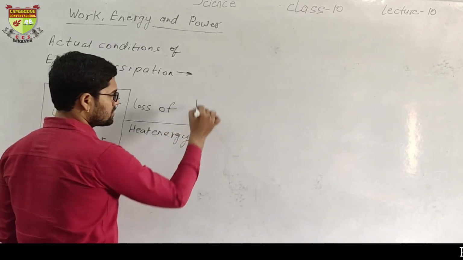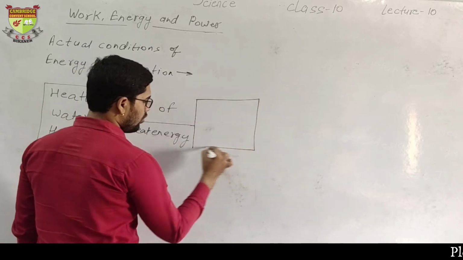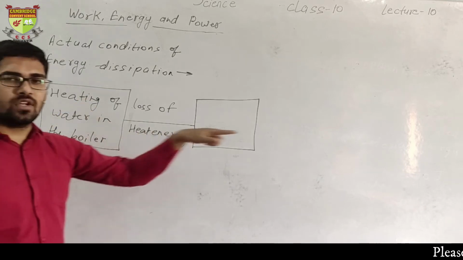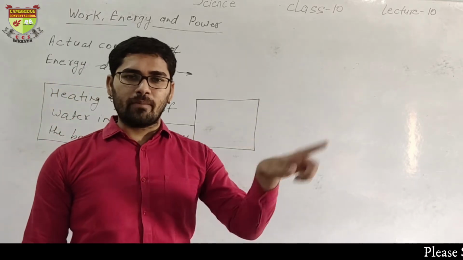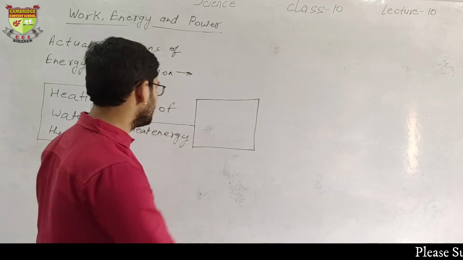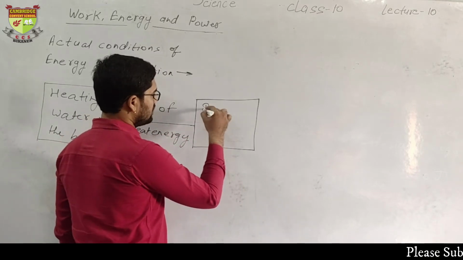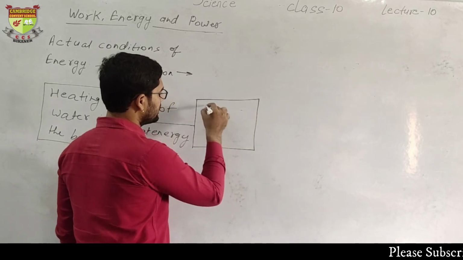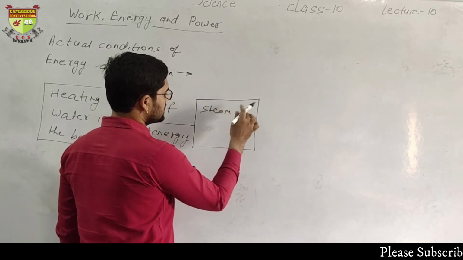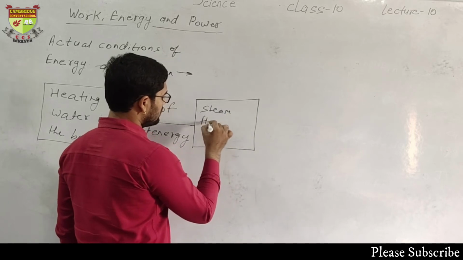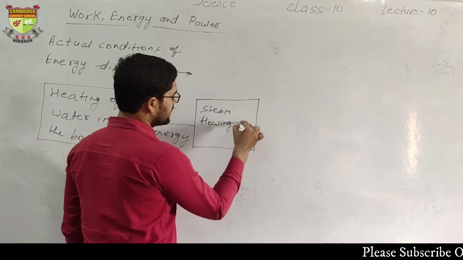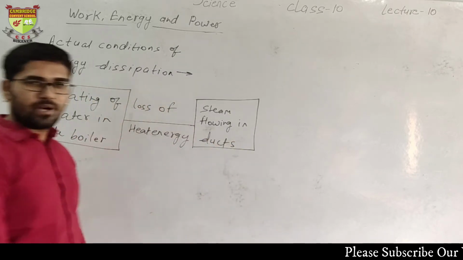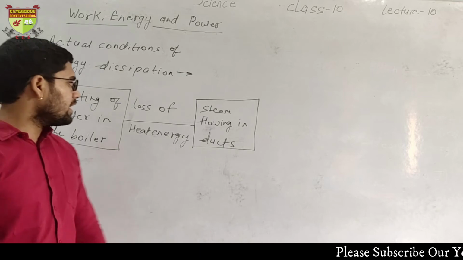Now what happens? After water gets converted into steam, it goes to the turbine with the help of pipes, nozzles and many arrangements. Ducts. Okay, I will write: steam flowing in ducts. Ducts are basically pipes. Okay, what happens here?